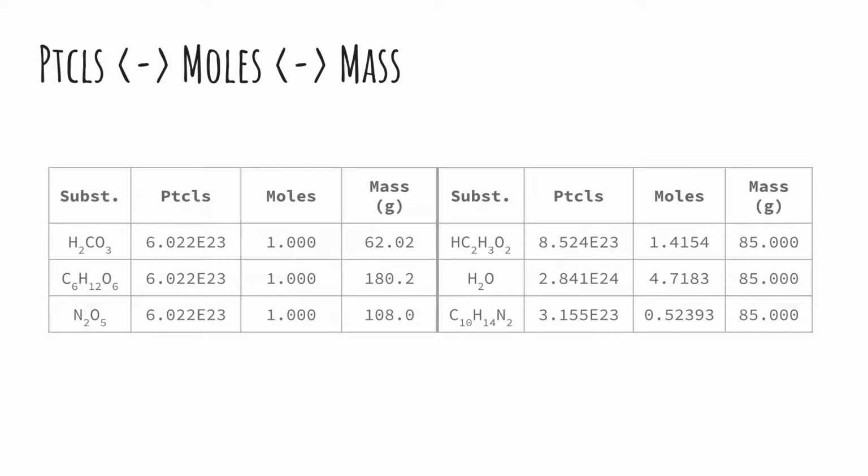So here we have carbonic acid. 6.022 times 10 to the 23rd particles is 1 mole, is 62.02 grams of carbonic acid. Sugar. 6.022 times 10 to the 23rd molecules of sugar is 1 mole of sugar is 180.2 grams of sugar. Dinitrogen pentoxide. 6.022 times 10 to the 23rd molecules of dinitrogen pentoxide is 1 mole is 108.0 grams of dinitrogen pentoxide.